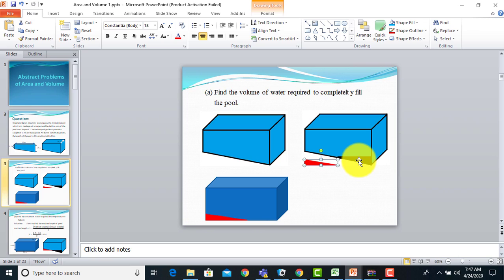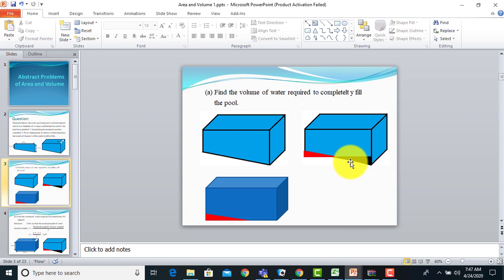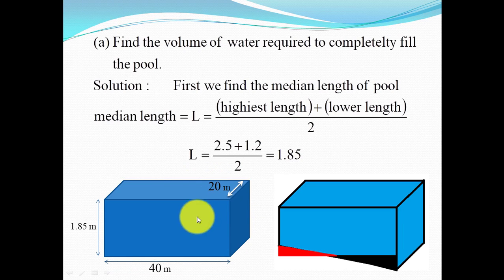When you cut this and paste it here, then this black colored region is filled throughout, and then you get this shape. You can see clearly, this is your required cube. Now this is a complete cube, and the median of this depth is 1.85.